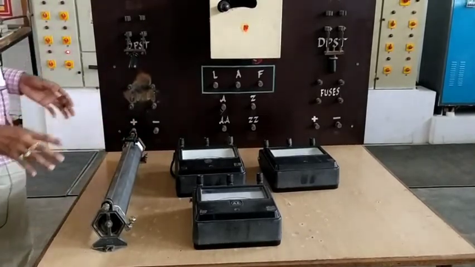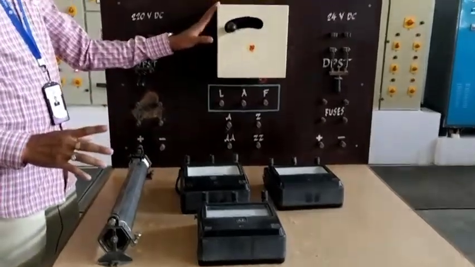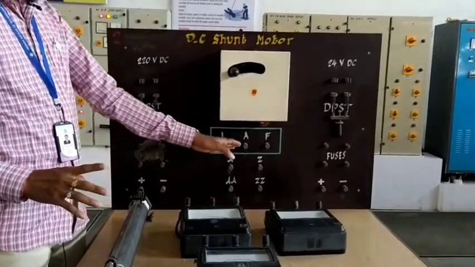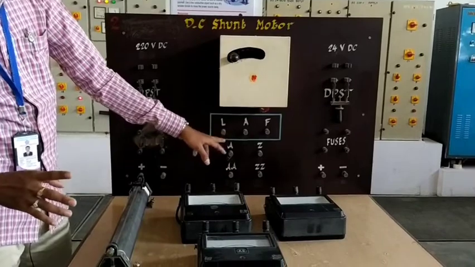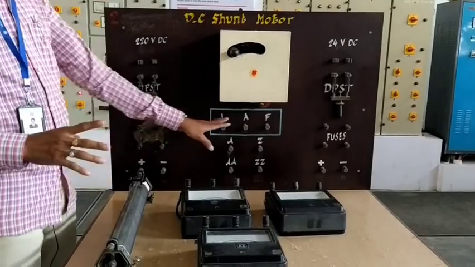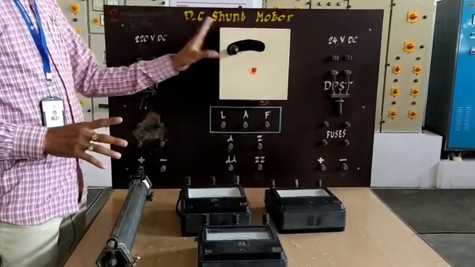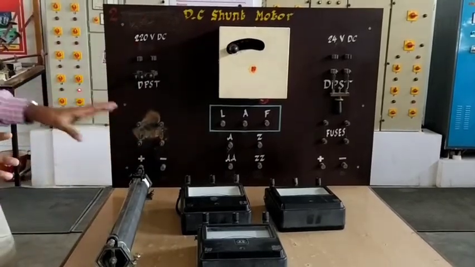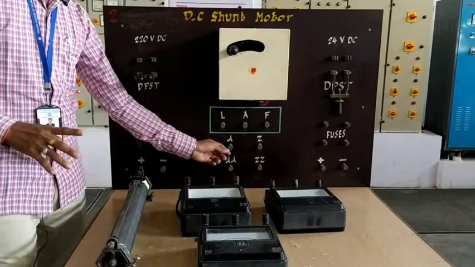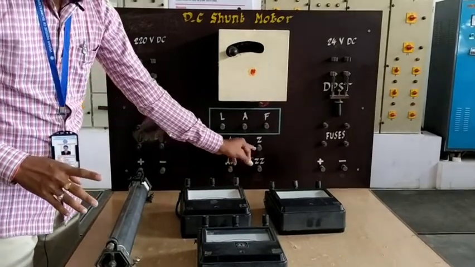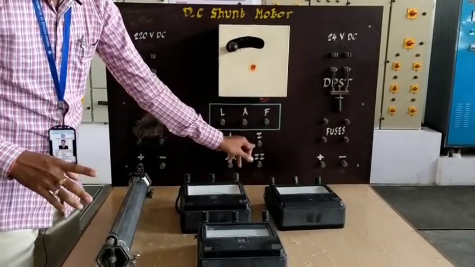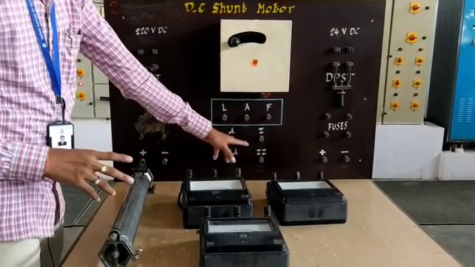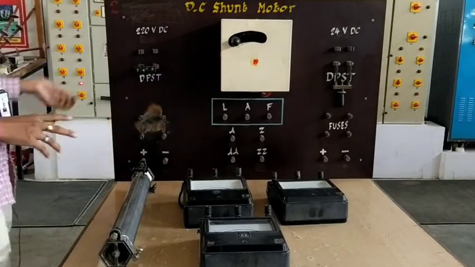Right. So here we have a 3-point starter. The 3-point starter has 3 terminals L, A, F: line, armature, field. So these are the 3 terminals. So this is a 3-point starter and there is a DPST switch, as we know all these things. AA is nothing but the armature terminals, and F and Z are nothing but the field terminals of the shunt machine, right.